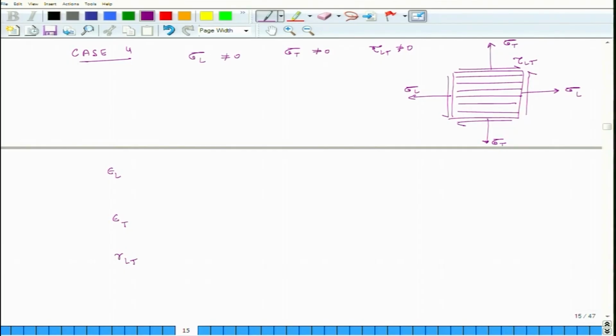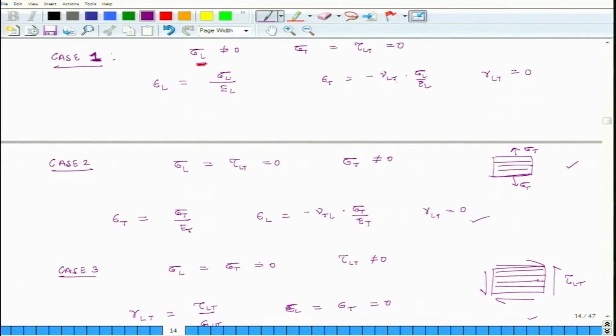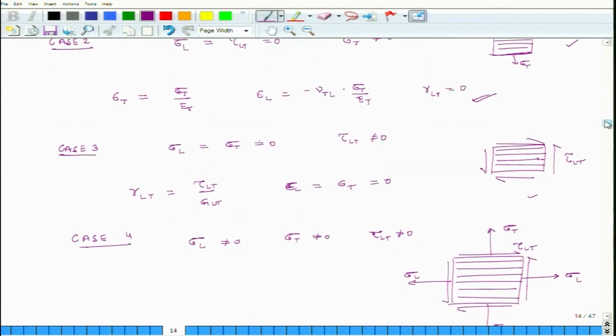Now, how do we do this? We already know that if there is pure stress in L direction, then these are the strains. If there is only stress in the transverse direction, then these are the strains. And if there is a pure shear stress, then these are the strains. And in the fourth case all the three stresses are present. So, we just use the principle of superposition and just add up all the values and we get the overall strains.